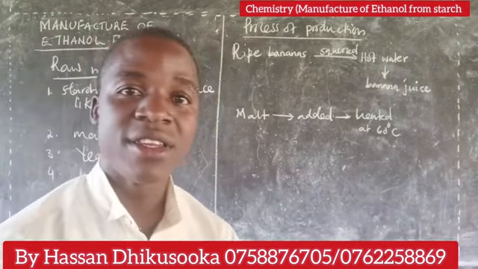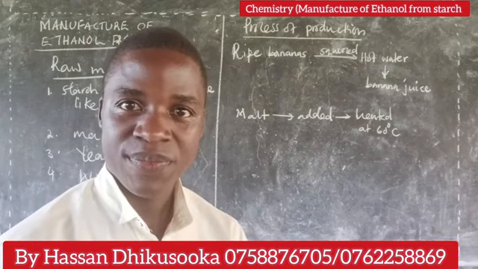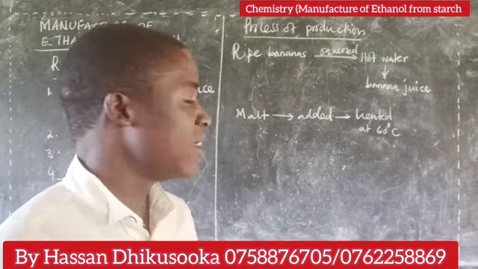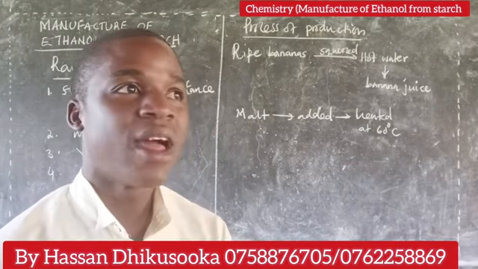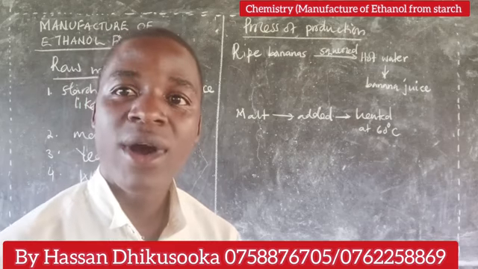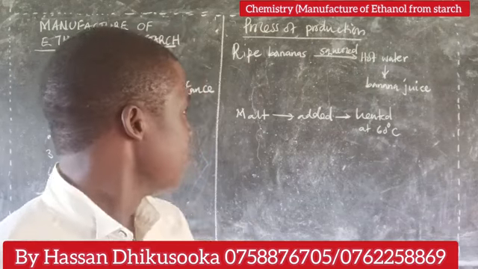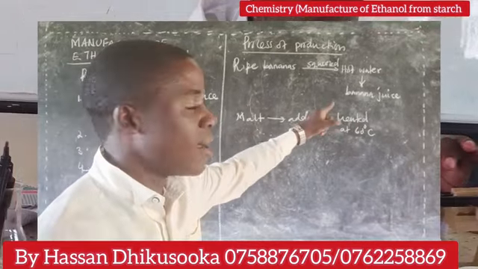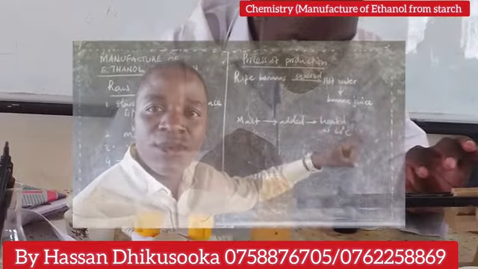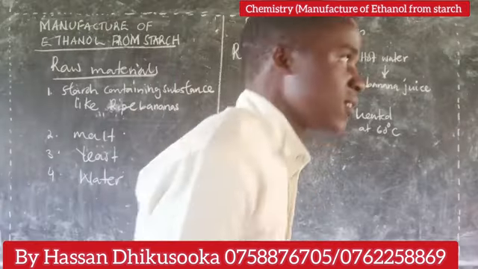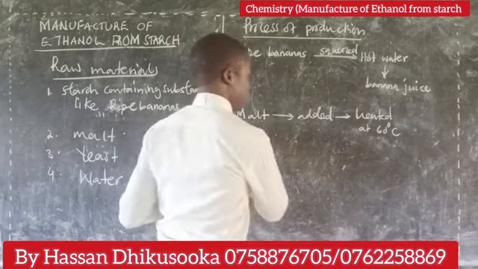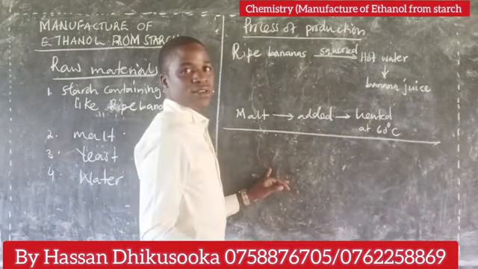So when it contains an enzyme, which enzyme does it contain? It contains an enzyme known as diastase. And what's the work of diastase in that case? We have banana juice. Banana juice contains starch. So you have a compound called starch. After doing this, what is going to take place?